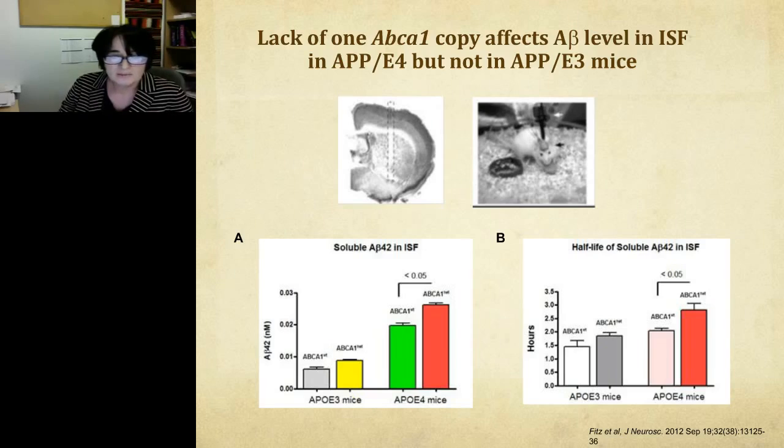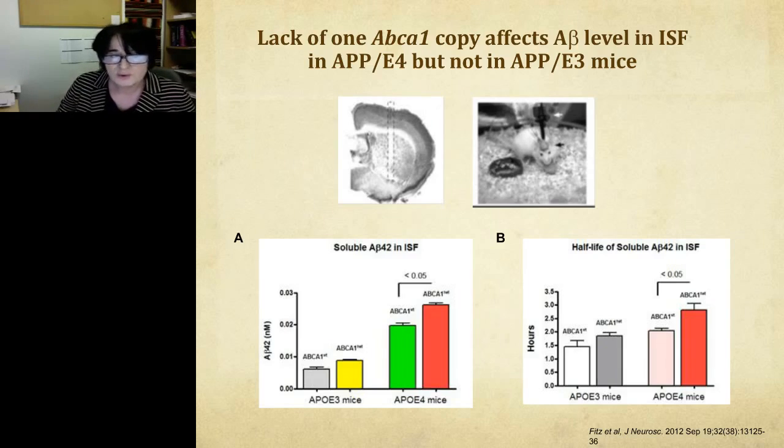And here we compare APOE3 mice with wild-type ABCA1 and ABCA1 heterozygotes. You can see, if you compare gray to yellow, that there is very little difference, and it is not statistically significant. If you compare E4 mice with wild-type ABCA1 and ABCA1 heterozygotes, you'll see that there is a statistically significant difference between the level of A-beta 42.